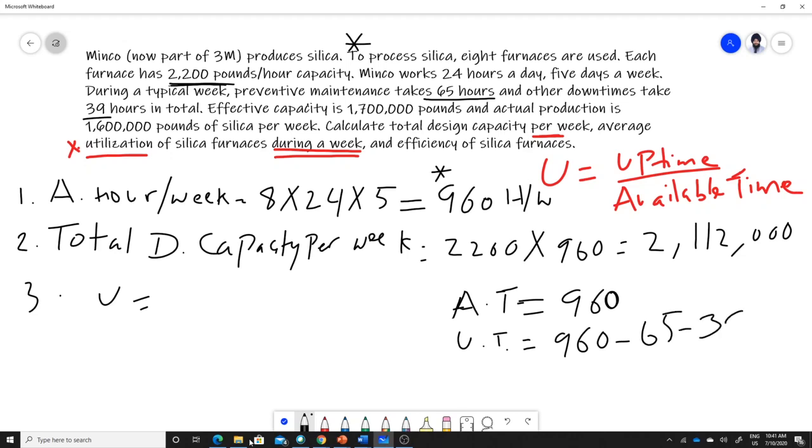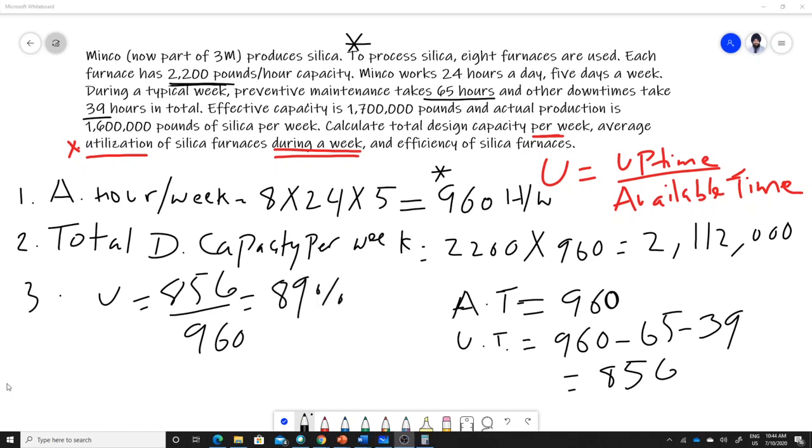So the uptime is going to be 960 minus 65 hours for the preventive maintenance, minus 39 hours as downtime. So I have 856 hours of uptime, which is available for this furnace to be scheduled for production. So let's take this ratio: 856 divided by 960. I'm going to get here the average utilization per week as 89%. Okay, I want to rearrange this a little bit so that we can explore this concept further when we look into the efficiency and the second formula for the utilization.